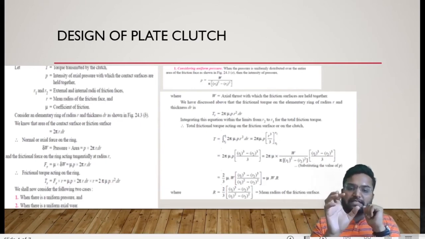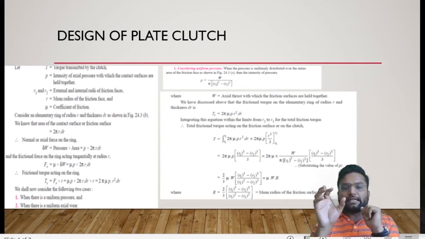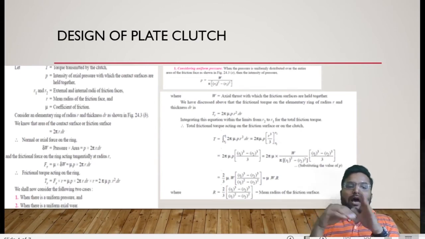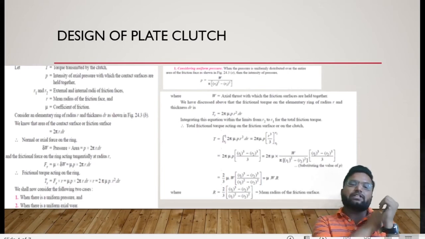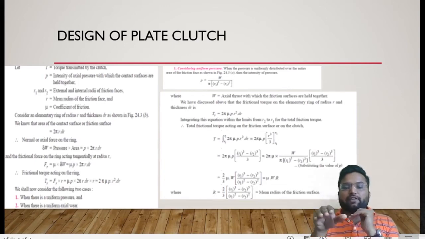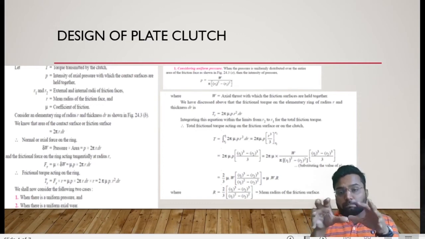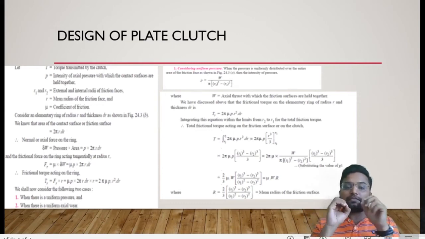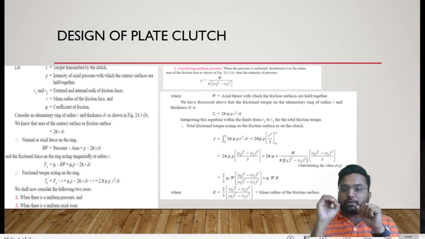Now let's put this theory into context with uniform pressure theory, where pressure is uniform. Clear? So for that particular theory, our pressure goes like this: P is equal to force upon area, which is pi into R1 square minus R2 square. Clear? From this torque equation, we can integrate from R2 to R1, and ultimately we can find the equation for uniform pressure theory, which in terms of pressure is 2 pi mu p into R1 cube minus R2 cube divided by 3.